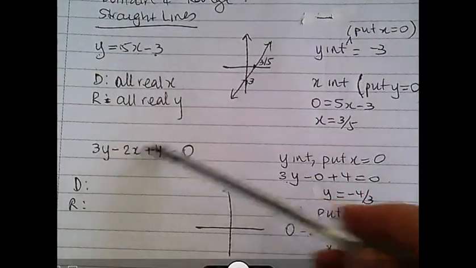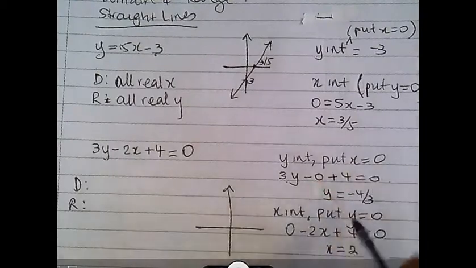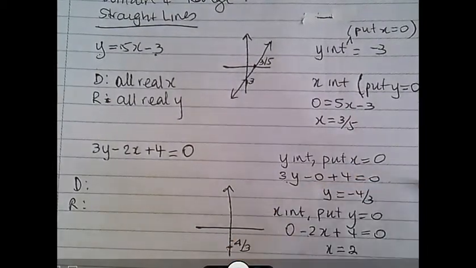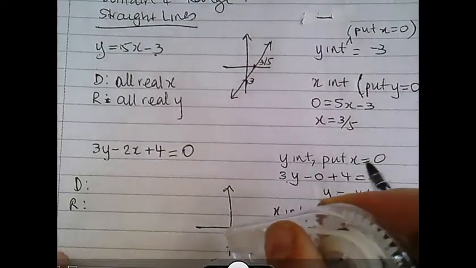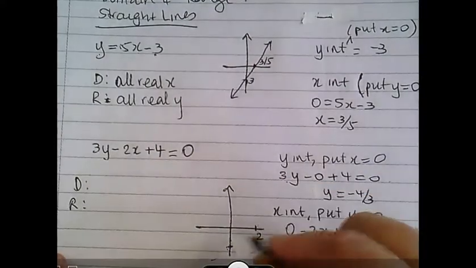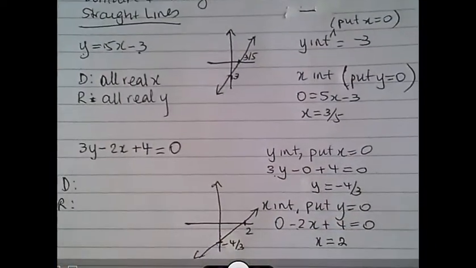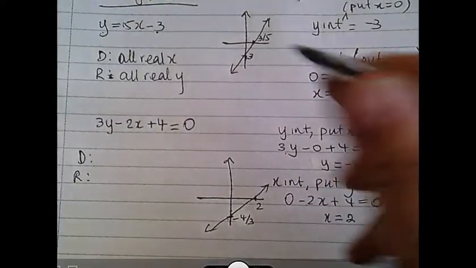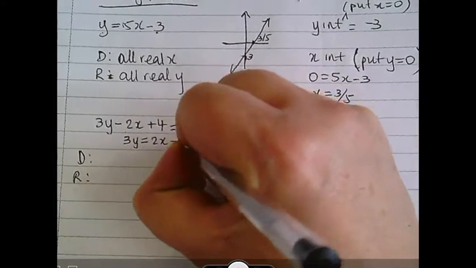This form, yes, you can put it into y equals mx plus b form by rearranging it, and we will in a sec. But we know our y-intercept is -4 on 3 and our x-intercept is 2, so that line looks like this. What sort of gradient has it got? Positive. We could tell that anyway by rearranging the equation. Isn't 3y equal to 2x minus 4?